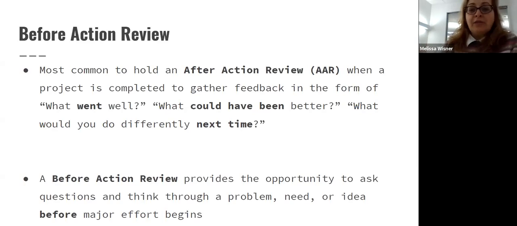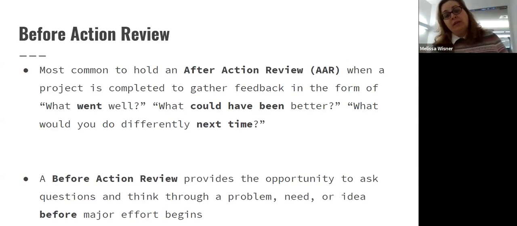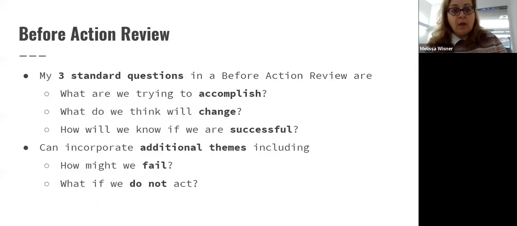So having gone through several after action reviews, it seemed something was missing for me. So I'm like, well, where's the other bookend to this? Where is a before action review? And again, right there in the name, it gives you the opportunity to think through the problem, the need, an idea before any of your effort begins.